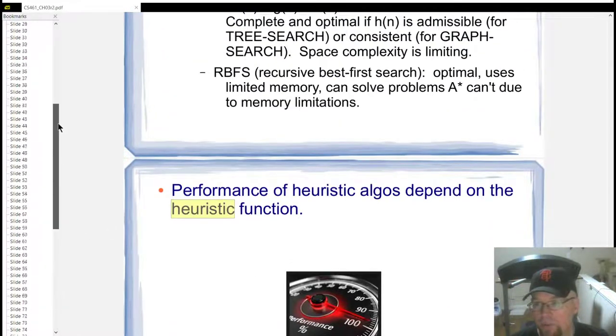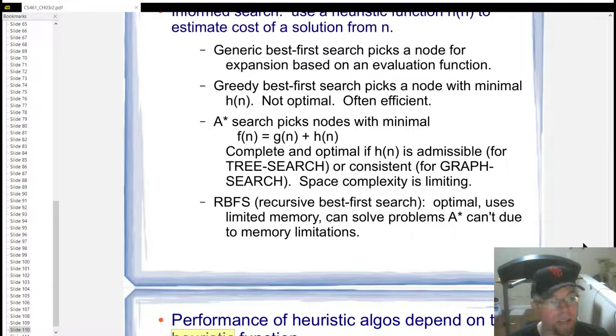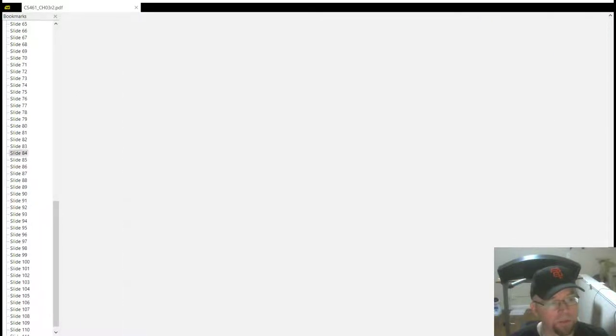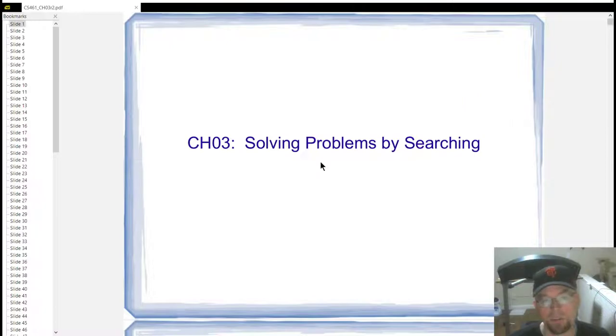So that's chapter 3, and it's all about agents trying to figure out what to do, which boils down to a search problem. You have to understand the difference between that state space and the search tree that gets generated on top of it, and you know what the solution is: a series of actions.